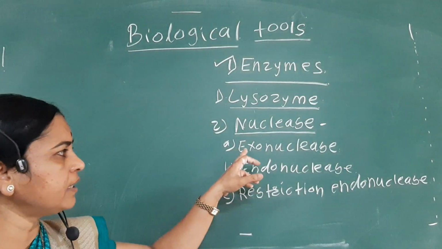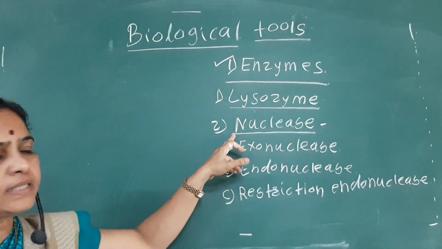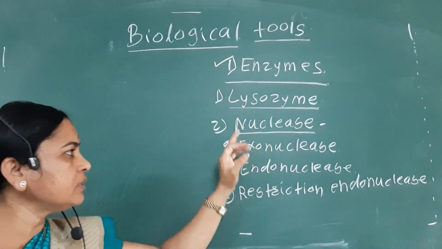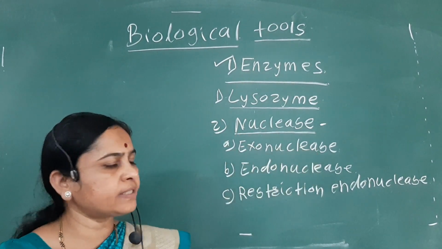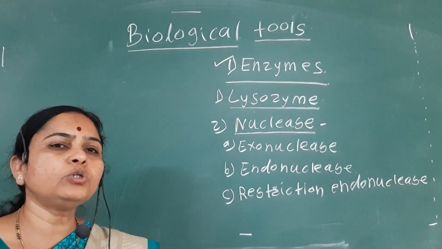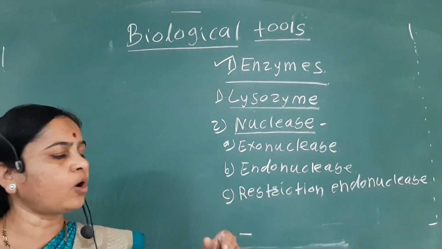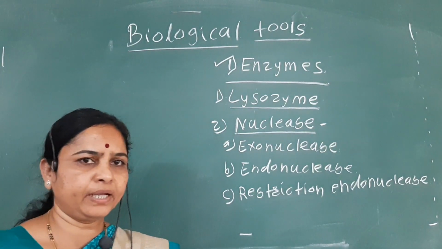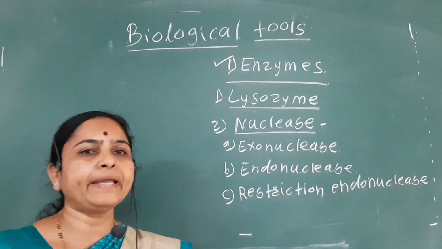So the nuclease enzyme is mainly used to cut the DNA molecule, in which the exonuclease enzyme mainly cuts the DNA molecule from the 5' end or from the 3' end of the DNA, that is, only from the ends.